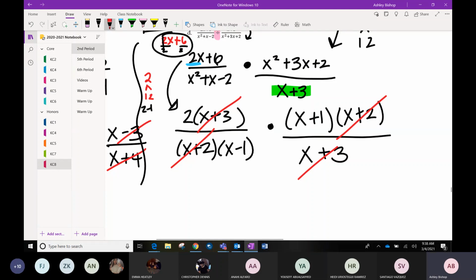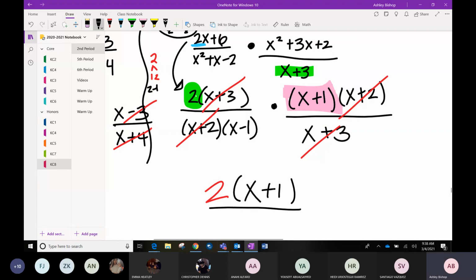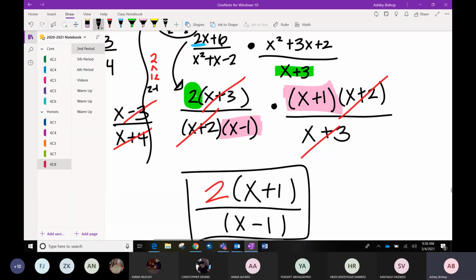So rewriting what I still have. Don't forget about this 2. This 2 did not go anywhere, so I'm going to put that in front. I have 2, and then this x plus 1 didn't go anywhere, so that's going to be in my answer. And then on bottom, I still am left with an x minus 1. Do not cancel these x's. You cannot separate addition and subtraction. They're in parentheses, so you can never separate parentheses like that, but you also cannot separate addition and subtraction. Some of you guys wanted to do that on your quiz.